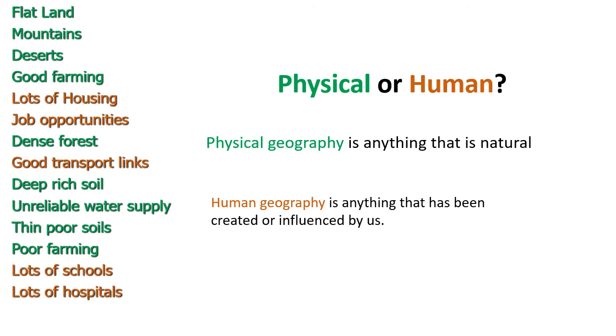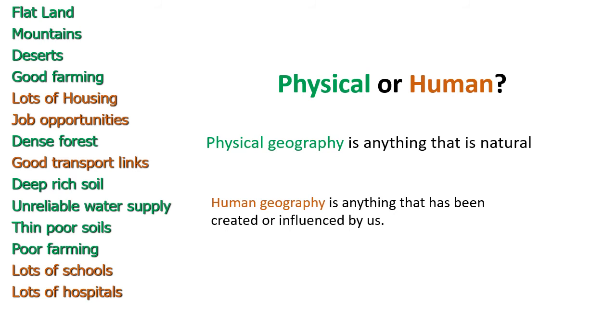Lots of housing, we make housing, humans make housing, so it's human geography. Job opportunities are made by humans, so it's human geography. Dense forest is a physical geography thing. Forests are naturally made, although you could say that we play a part if we cut down the forest. So you may have an argument if you say it's human geography as well. We'd have a debate about that in class.